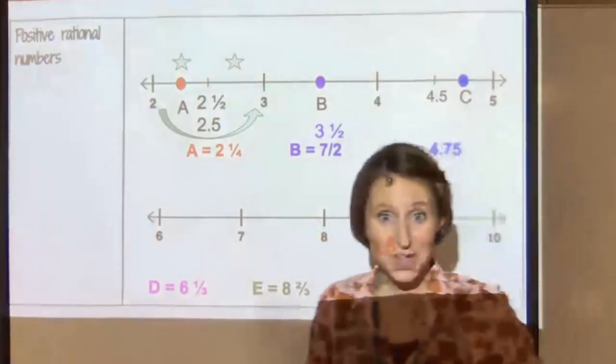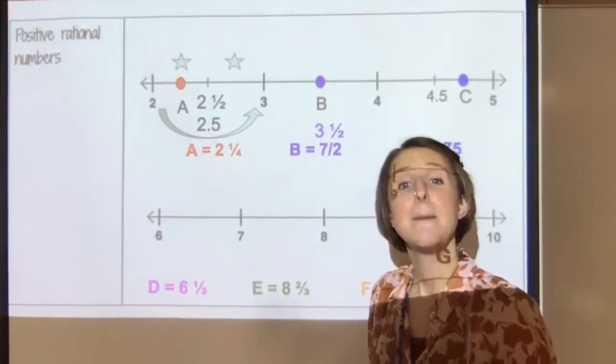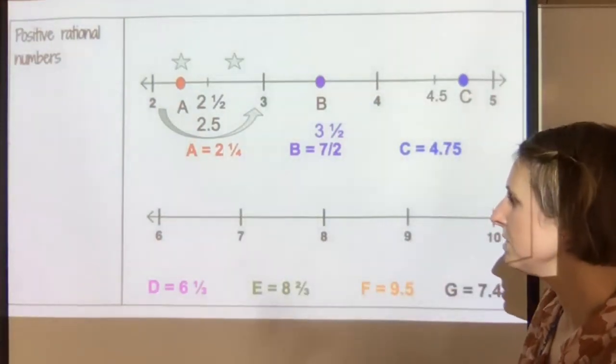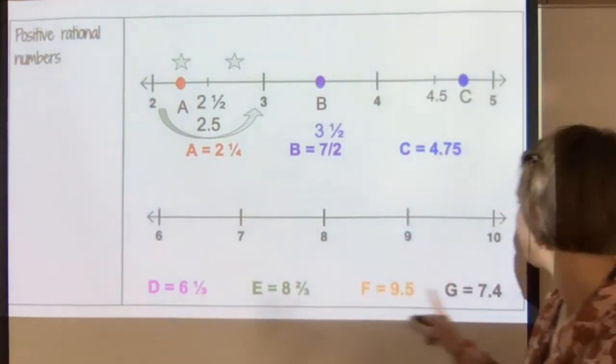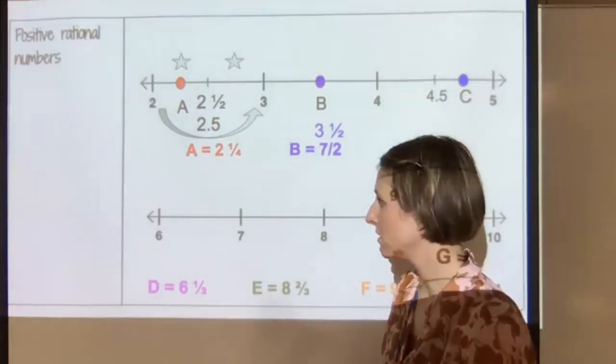So this was our first kind of round of examples with locating positive rational numbers. Let's go to the next example with locating positive rational numbers. We have point D, E, F, and G that we need to locate on this number line. Make sense of the number line first.